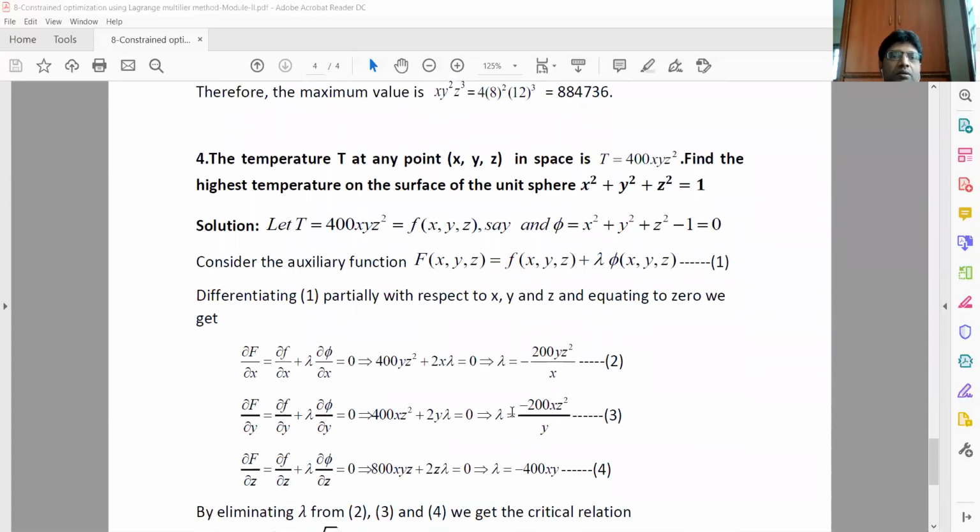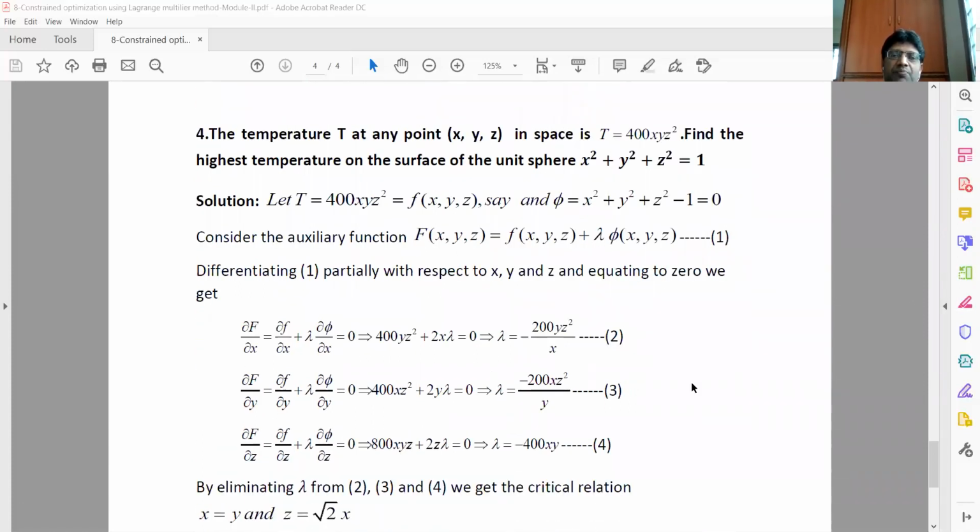Next. The temperature T at any point x, y, z in space is this one. So find the highest temperature on the surface of the unit sphere. So highest temperature on the surface of this unit sphere subject to this constraint. So let f of x, y, z equal this and phi of x, y, z equal this one. So the auxiliary equation is the same formula here.